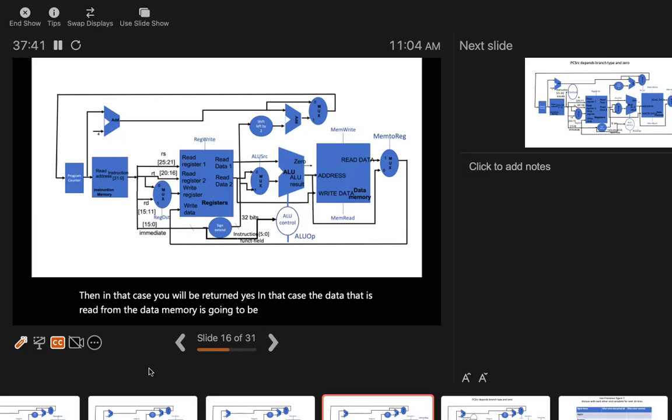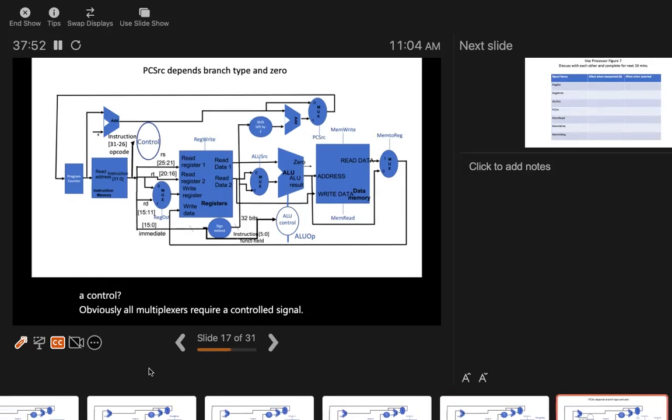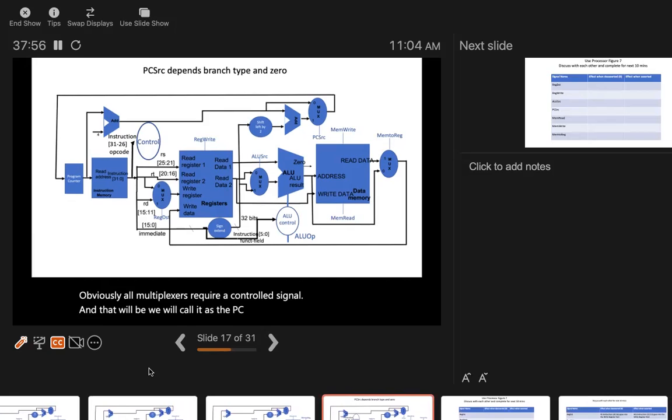And there is one more multiplexer sitting right up there. Do you see it? Does it require a control? Obviously, all multiplexers require a control signal. And that we will call the PC source because it's determining what should be the source of the program counter, whether it should be PC plus 4 or whether it should be the sign extended 32-bit shifted left by 2 added to PC plus 4. Quite a mouthful.